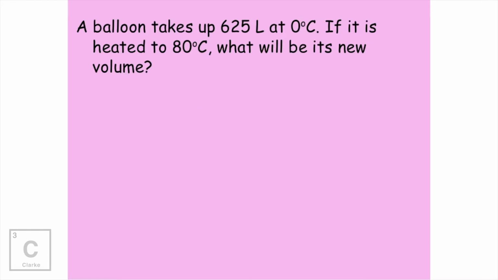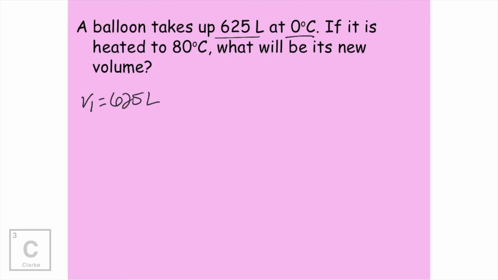Let's look at a math problem and see how that works out. A balloon takes up 625 liters at 0 degrees Celsius. If it's heated to 80 degrees Celsius, what will its new volume be? Okay, so a couple of things as we go and identify these variables. I reread my problem and I find my first number, 625 liters. Liters, that's a volume. So my first volume is 625 liters.